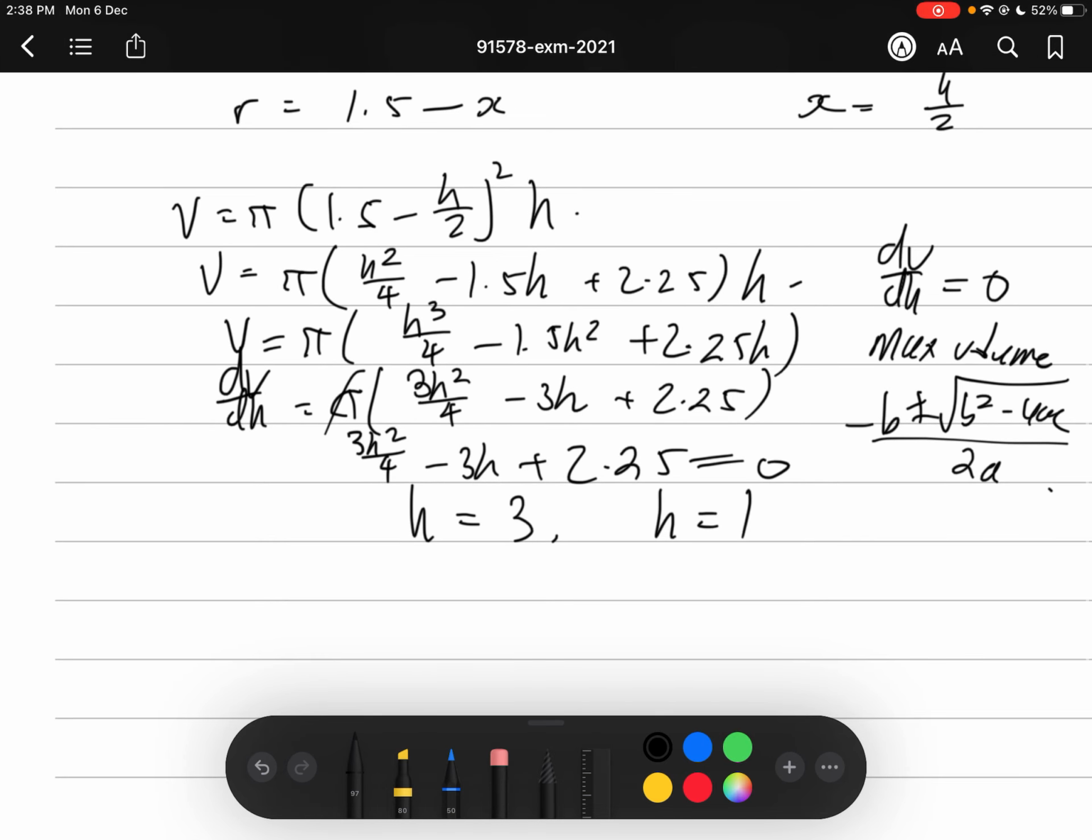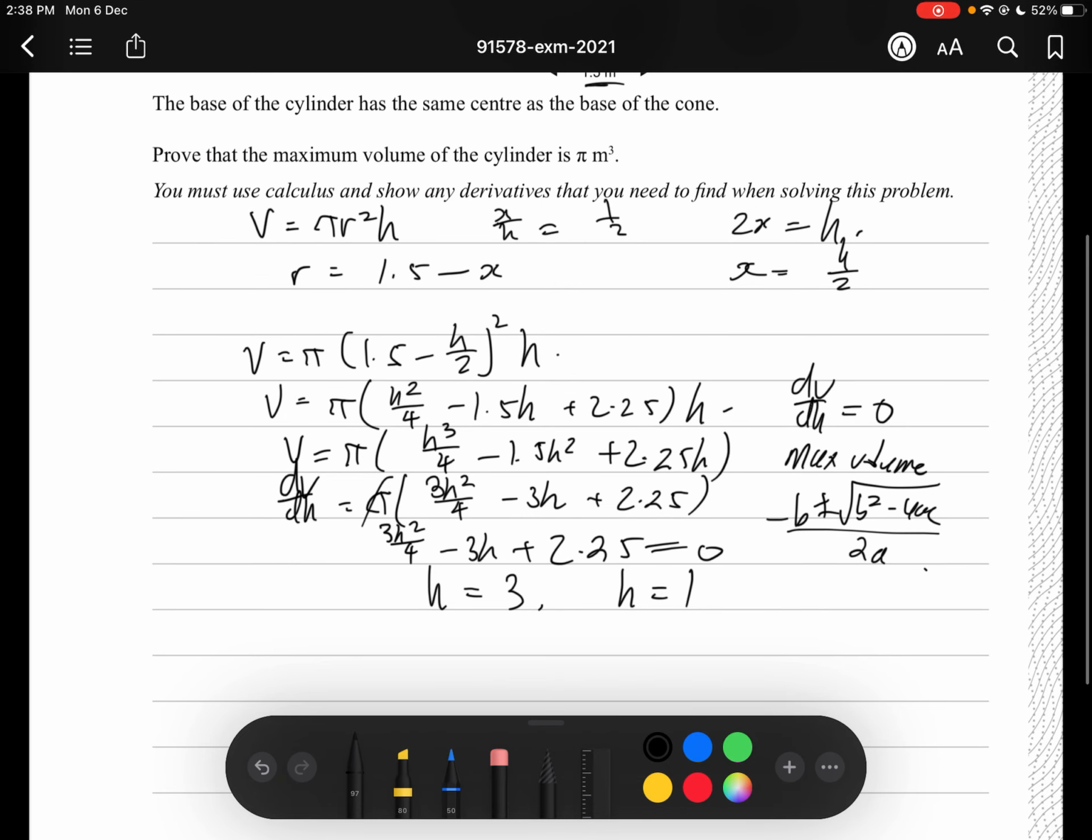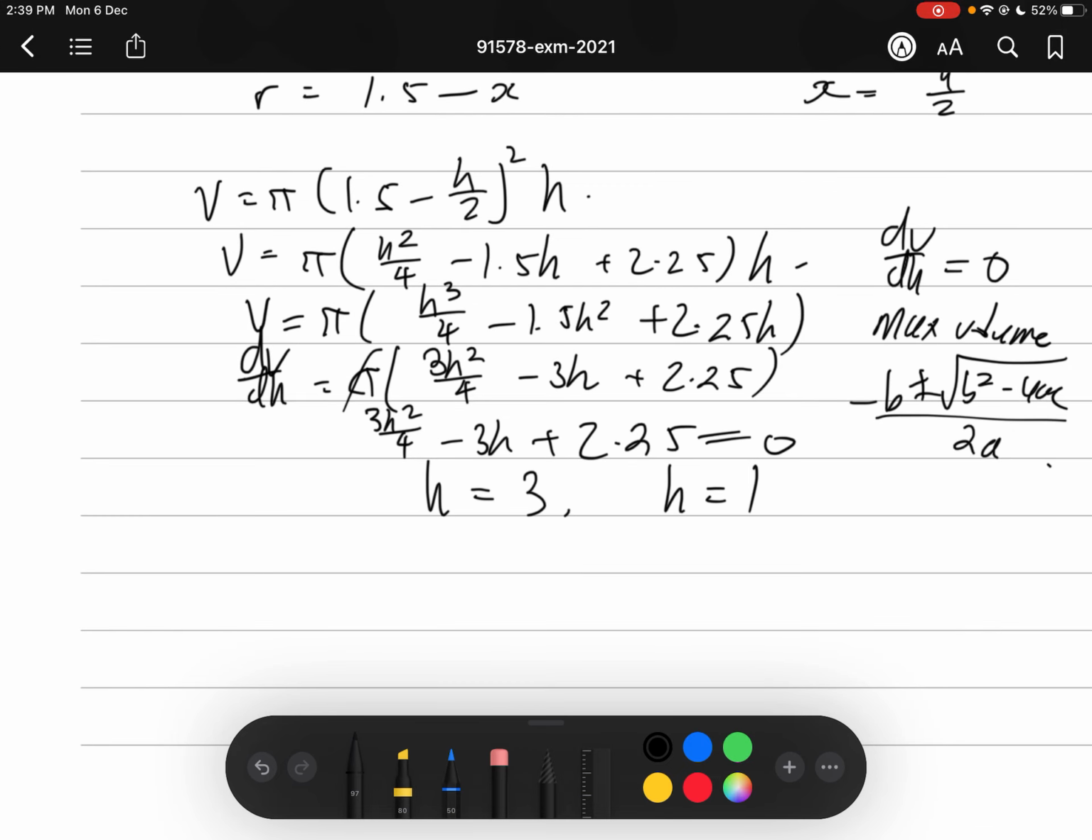Alright, so now what we should be doing is, since we want the maximum volume, and usually in level 3 questions, they say you do not have to show that it's the maximum volume, but in this case, we don't see that statement, so that means we should probably show which h value is the maximum value. We can do that by simply finding the second derivative. So we can say that d squared V over dh squared, the second derivative, is equal to pi times 6h over 4 minus 3.